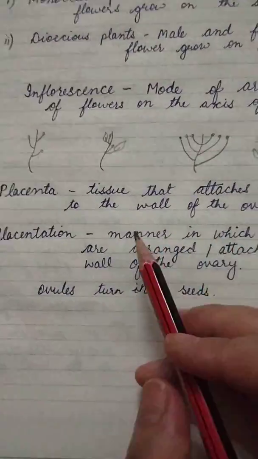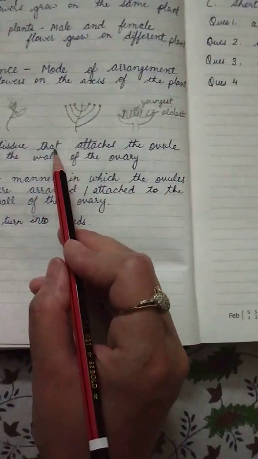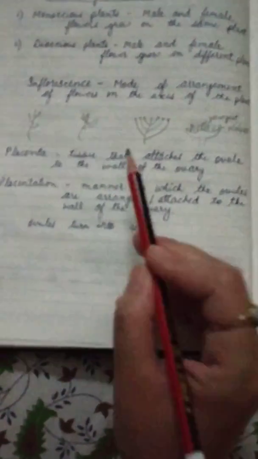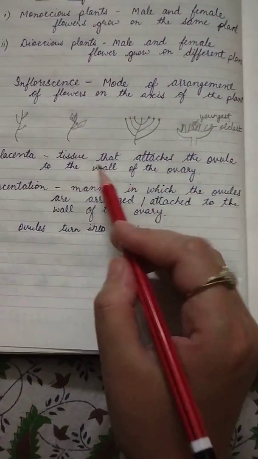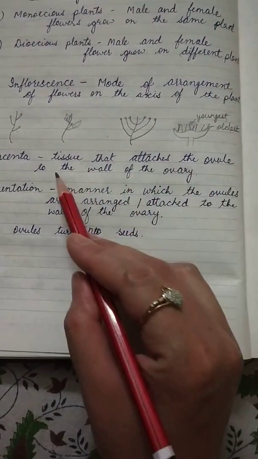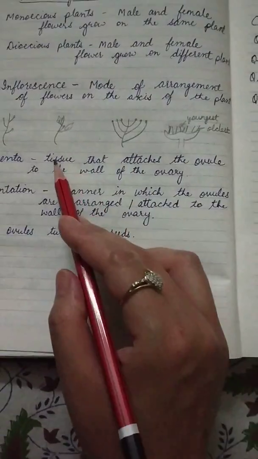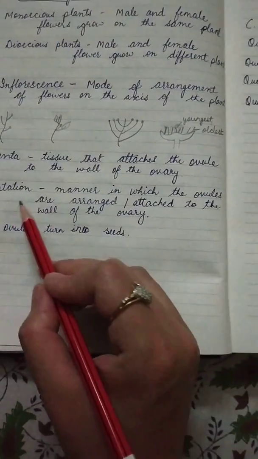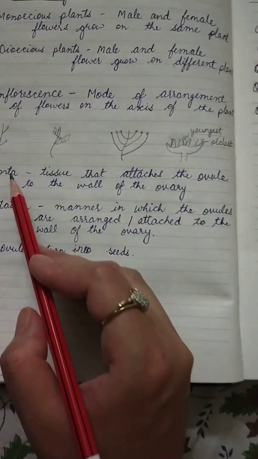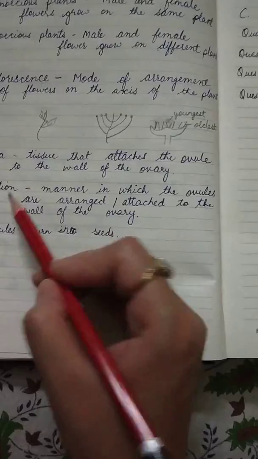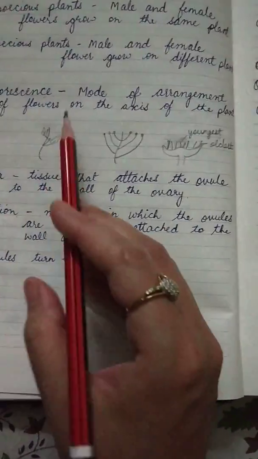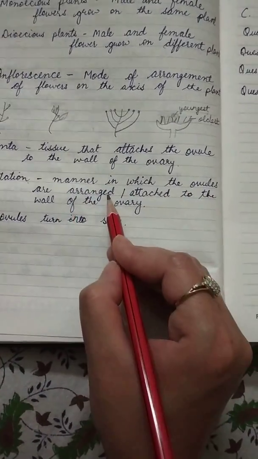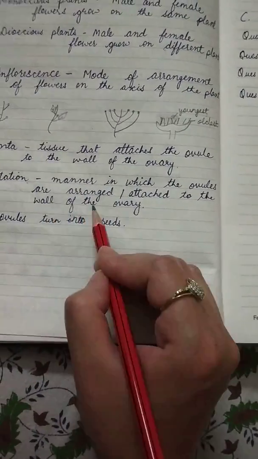Now the placenta, as we have already discussed, the definition is given in your books, so you can go through any one of them. It is the tissue that attaches the ovule to the wall of the ovary. It can be the tissue or the swollen, cushion-like region. Both are correct. Now placentation. There is a difference between placenta, placentation and inflorescence. Placentation means the manner in which the ovules are arranged or attached to the wall of the ovary.